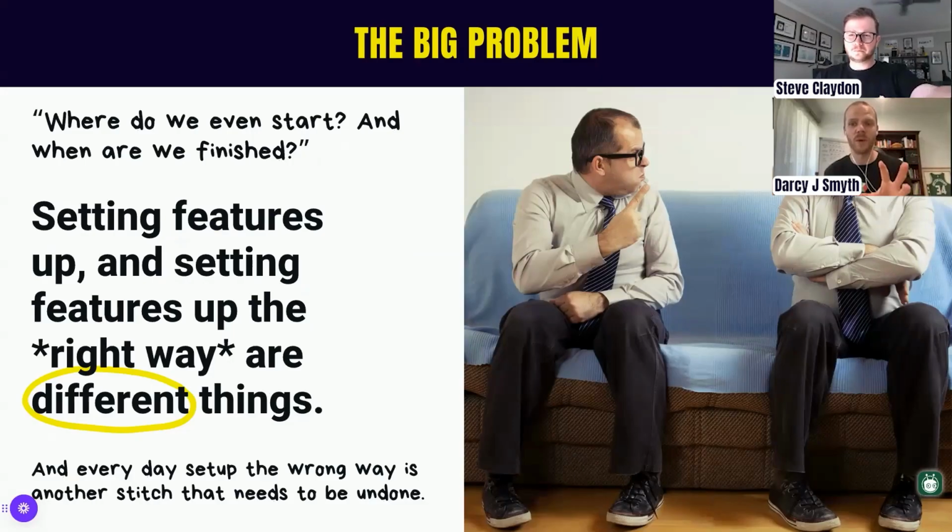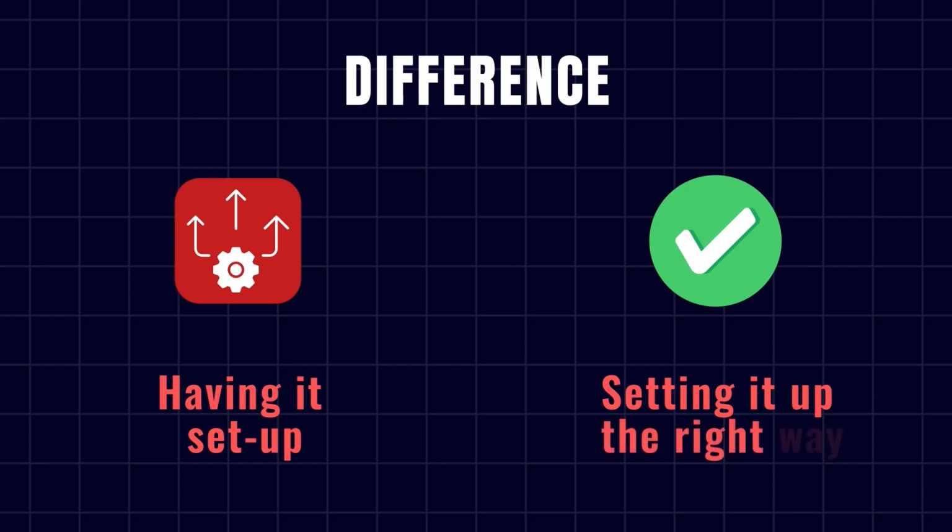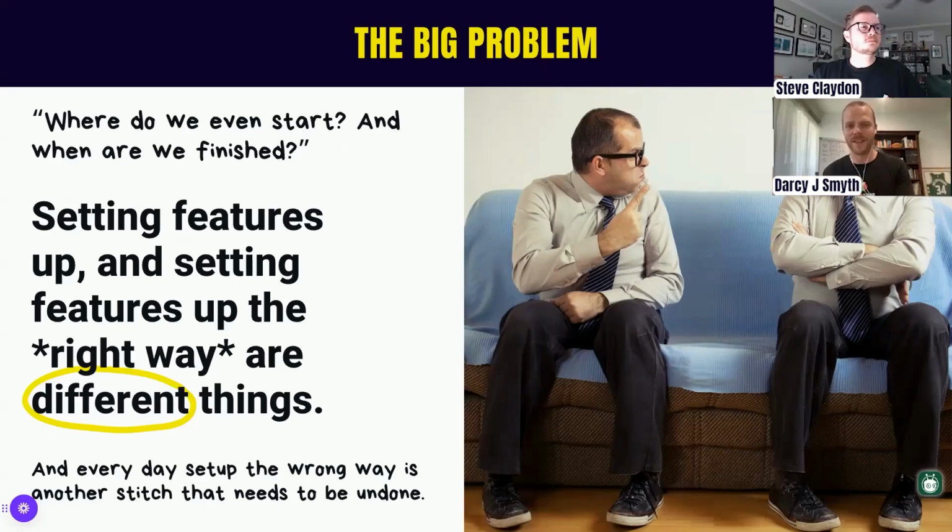You can have a HubSpot CRM Sales Hub set up in a way that you'd look at it and tick a box and go, yep, well, I think we have that set up. I think that's pretty good. But there's a difference between having it set up, number one, and setting it up the right way, number two. Now, I've put down there at the bottom, Steve, that an everyday setup that's set up the wrong way is another stitch that needs to be undone.